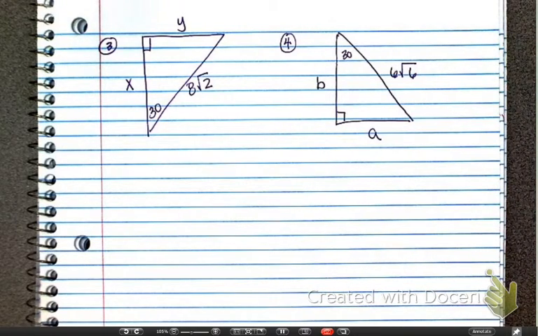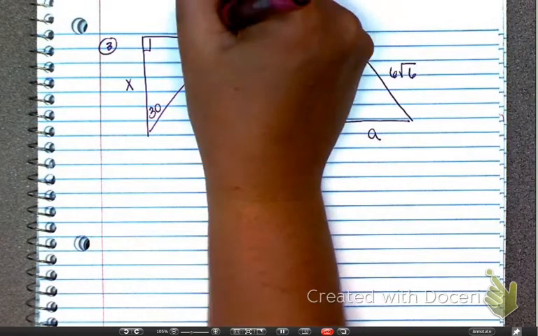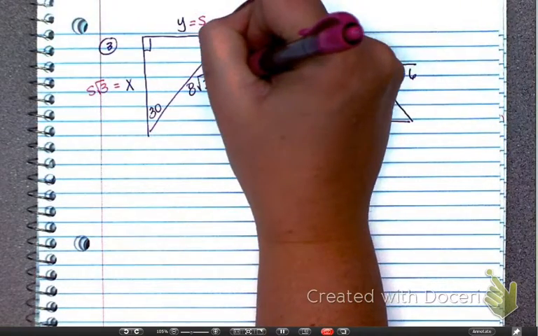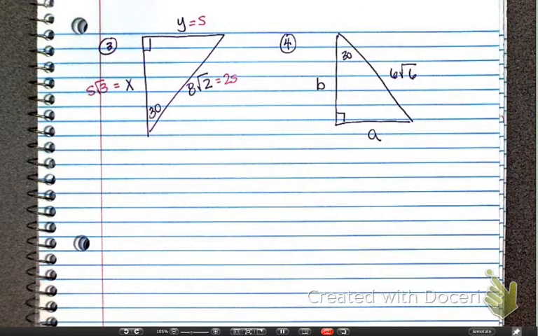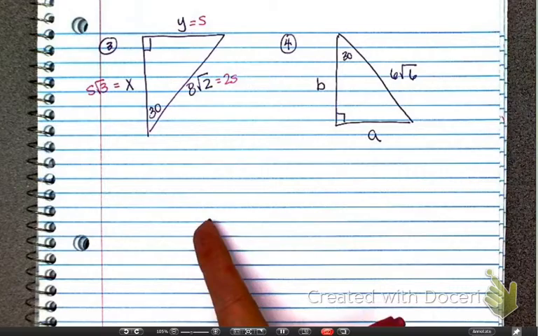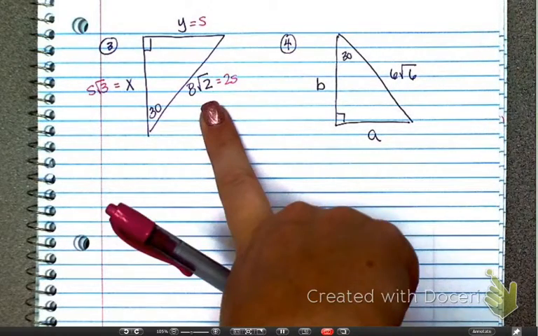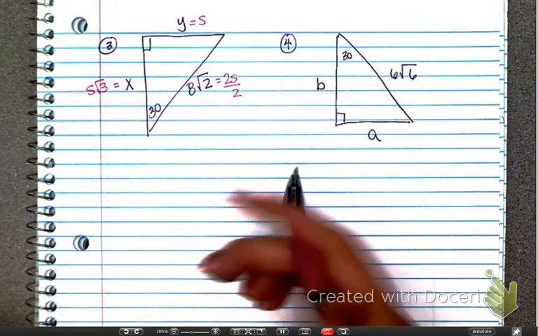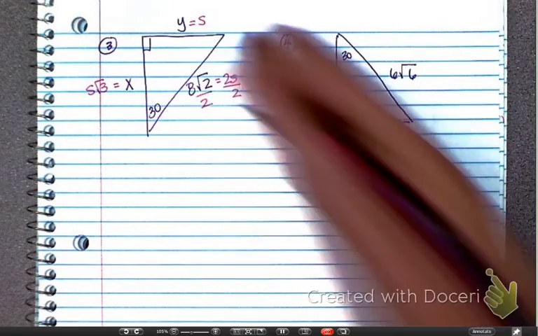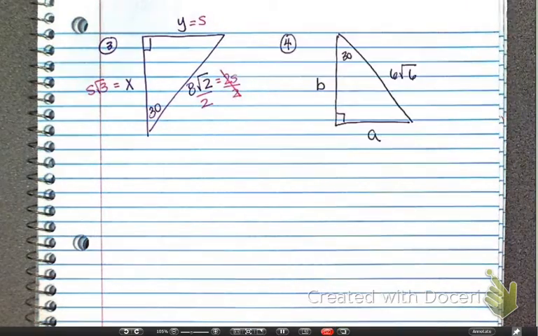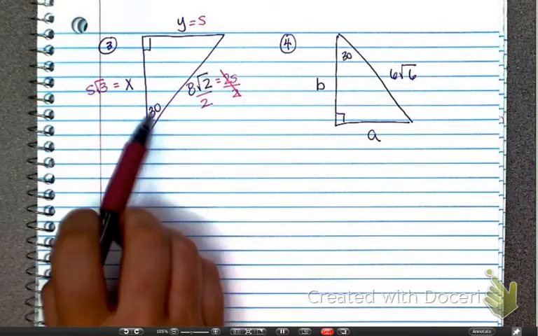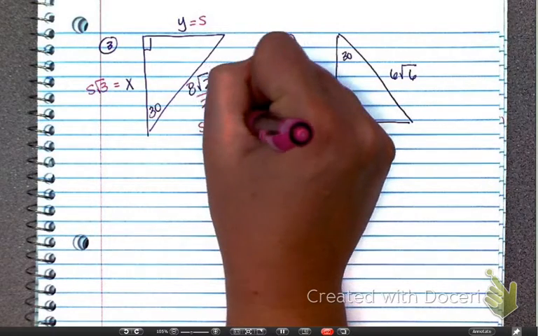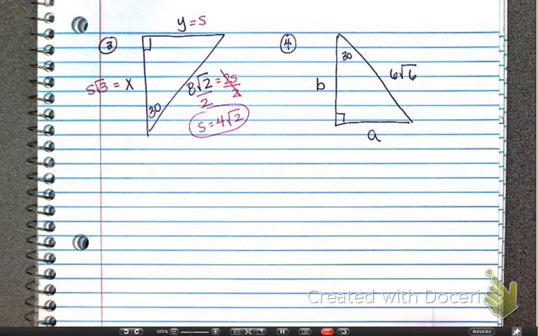Okay, across from 30 is S. Across from 60 is S radical 3. Across from 90 is 2S. So that's how you should have everything labeled. Now we're solving for S. I can solve for S here. To get S by itself, to solve for S, I'm going to divide by 2. The 2's cancel here, and they simplify here. So S is 4 radical 2, because 8 divided by 2 is 4.